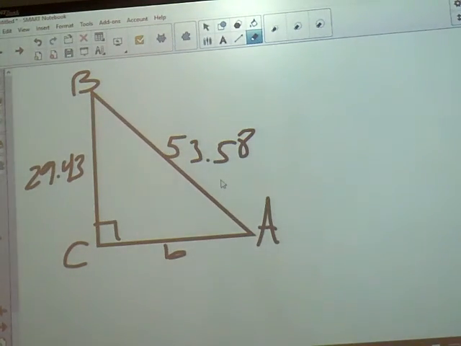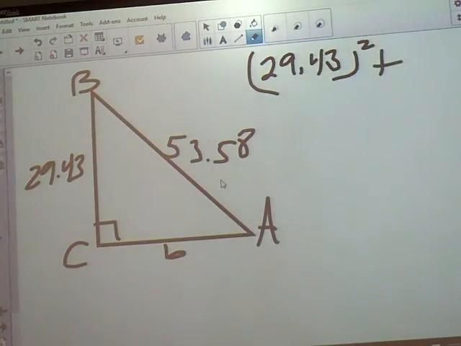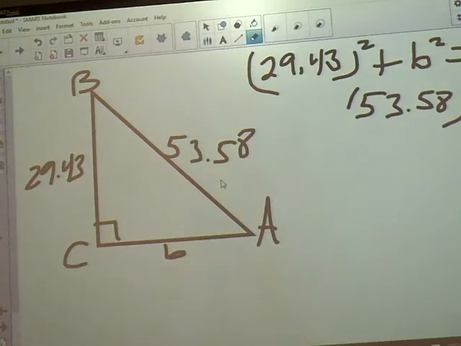What do you think we'll do to start when we know two sides? What would make very good? Zane, Pythagorean Theorem would be the best way to go on this. We got one side, we got a hypotenuse, so we got to find the other side. So that would set up as 29.43 squared plus B squared is equal to my hypotenuse squared. Okay, and then you're solving that for B. So whatever 53.58 squared is minus whatever 29.43 squared is, and then you square root it to get your B.